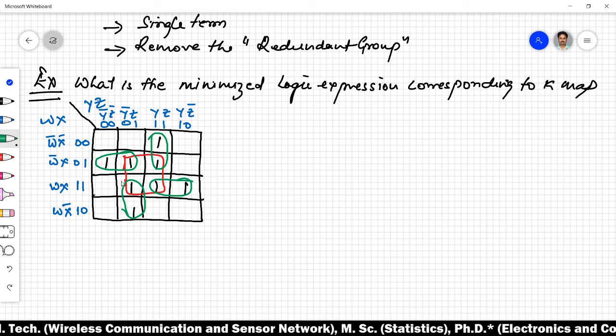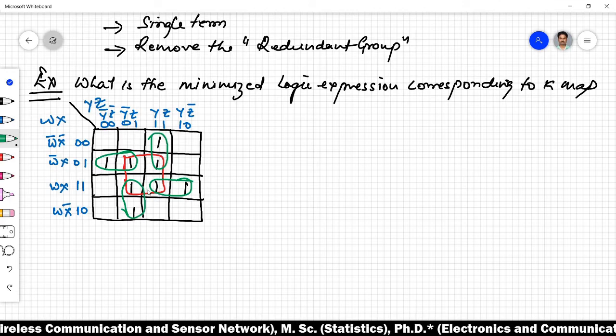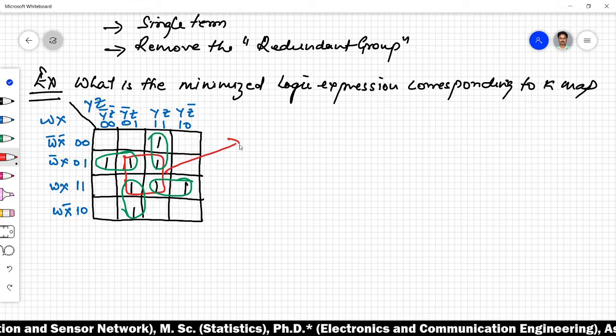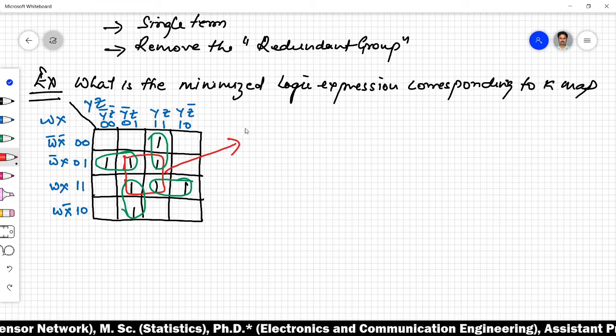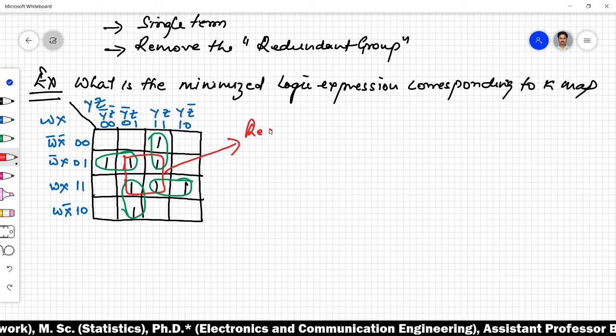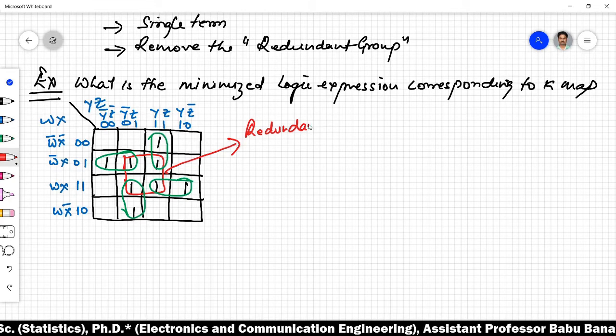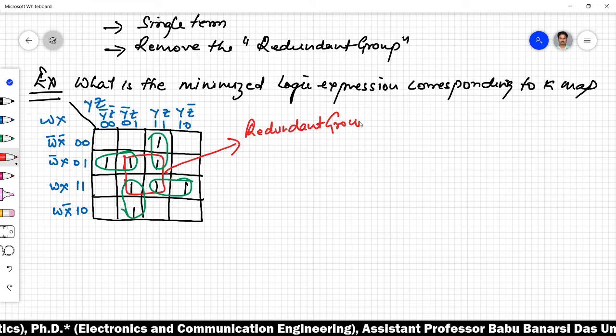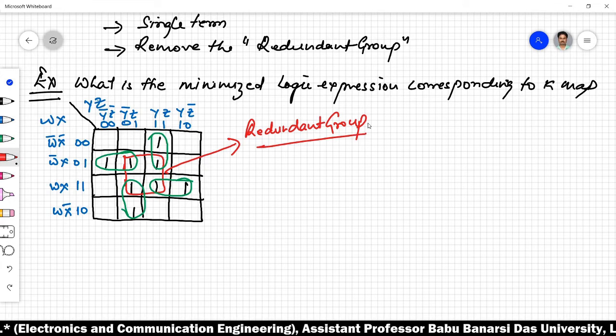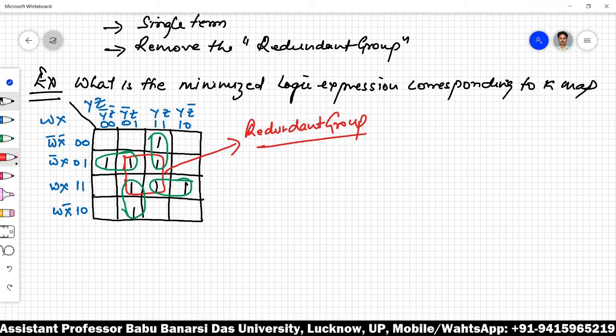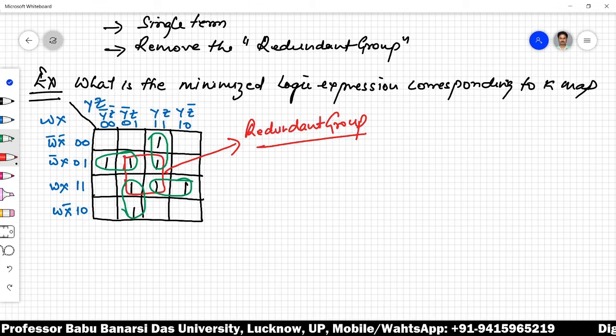the center quad will become redundant. So this center term is known as a redundant group. During this simplification, we will not consider this one. When we do not consider it, we will consider only the four different pairs. So by considering the four different pairs, we will write our solution like this.